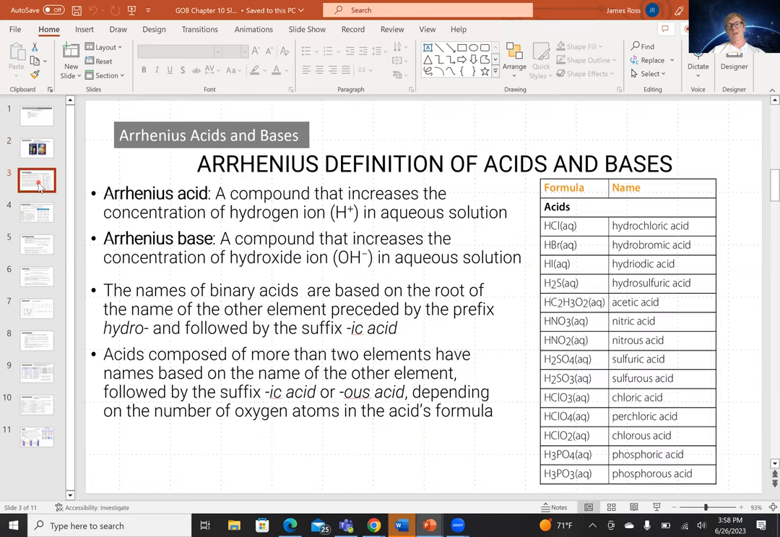The Arrhenius definition comes from the Swedish scientist Svante Arrhenius. Essentially, an Arrhenius acid is a compound that generates hydronium ions in solution, so either the proton H plus or the hydronium ion H3O plus. Anything that generates that in solution would be an Arrhenius acid. An Arrhenius base is anything that generates hydroxide ions in solution.